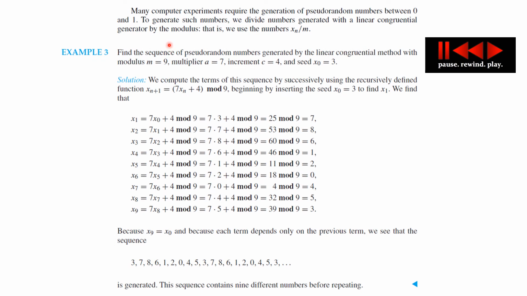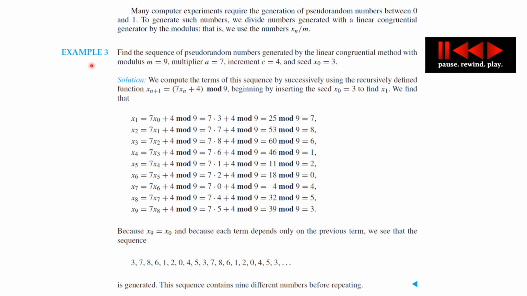Many computer experiments do require you to generate a bunch of pseudo-random numbers between 0 and 1. If we have to do that, what we will do is divide each of the numbers generated by the linear congruential generator by the modulus. That is, we would take x sub n divided by m. So let's look at an example.